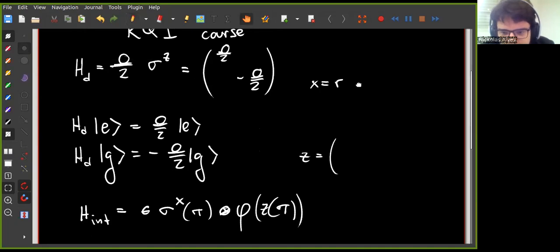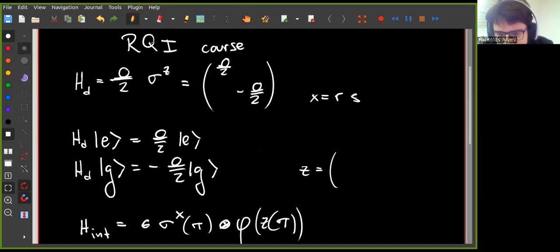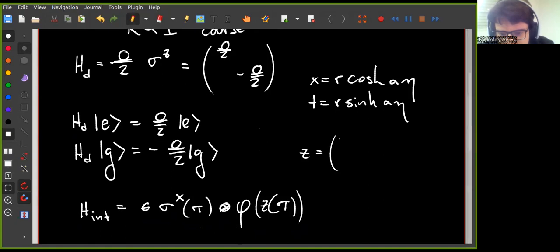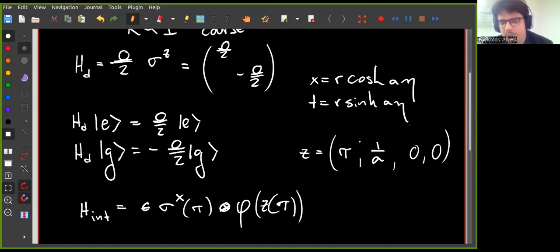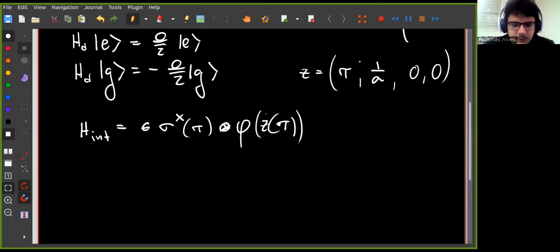which are given by x equals r cosh a eta and t equals r sinh a eta. It is going to be tau for eta, 1 over a for r, and 0 for the remaining components, x, y and z. So this is the trajectory. This Pauli matrix is evolving in time because we are in the interaction picture.